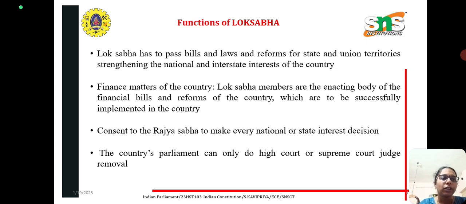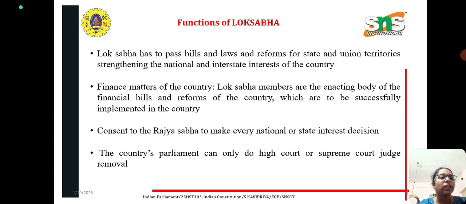And what are the functions of this Lok Sabha? Lok Sabha has to pass bills, laws and reforms for the state and union territories. They strengthen the national and interstate interest of the country. The next important function of the Lok Sabha is finance matters. Lok Sabha members are the enacting body of the finance bills and reforms of the country, which have to be successfully implemented in the country.